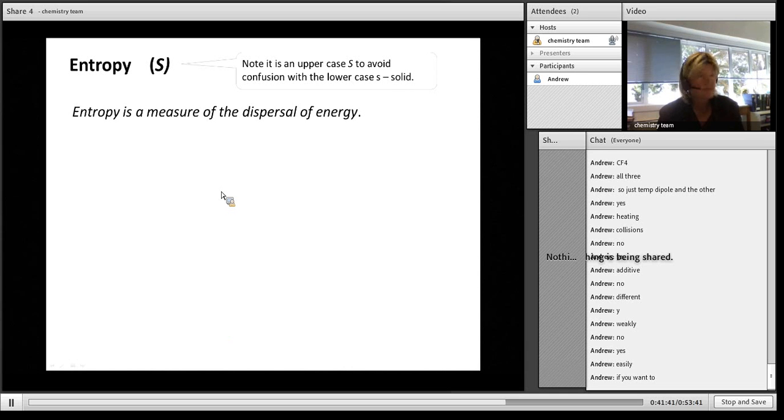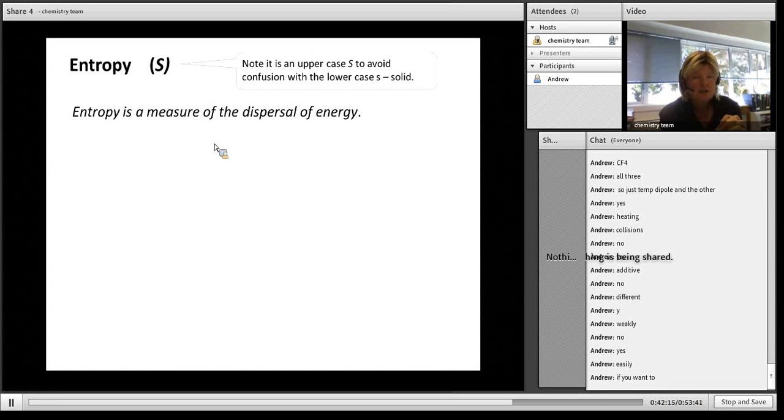So entropy, first of all, what is entropy and why is it important? It's a measure of the dispersal of energy. So we've been talking about energy all the time, the energy needed to break the bonds, energy released making bonds. Now, what happens to that energy is what the entropy is about, how it's dispersed. So it's related to particles, in terms of the dispersal, as well as to the amount of energy.